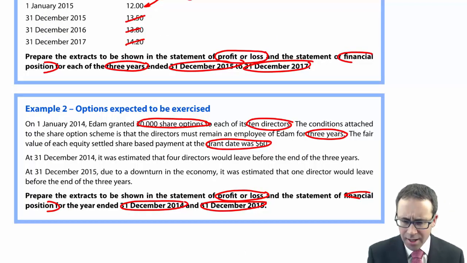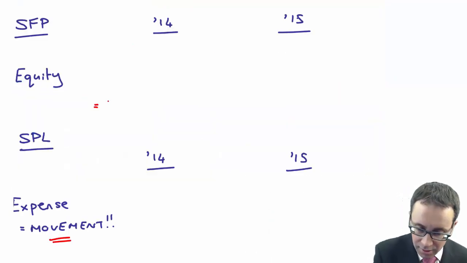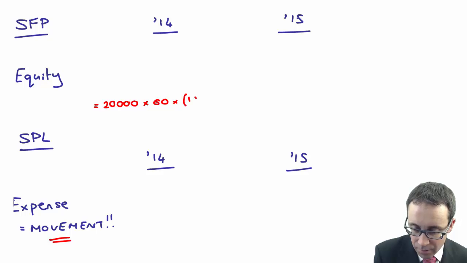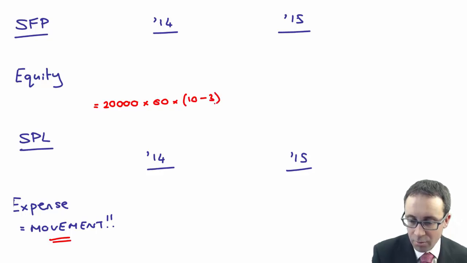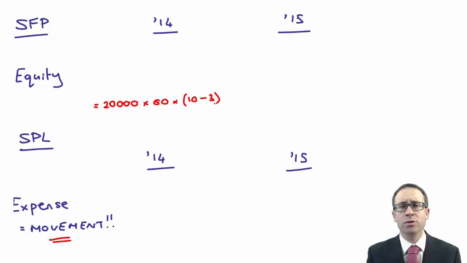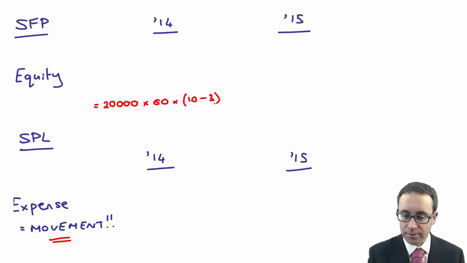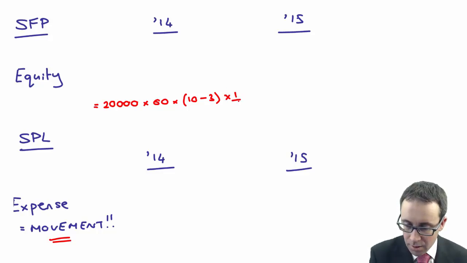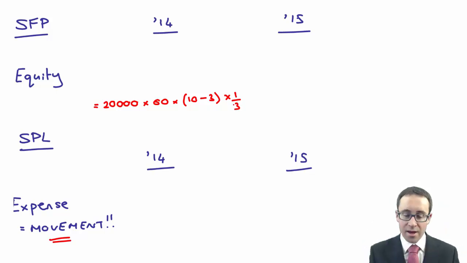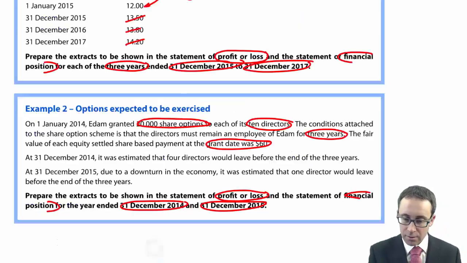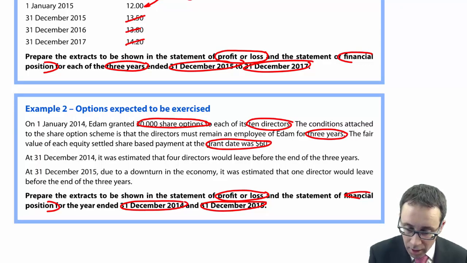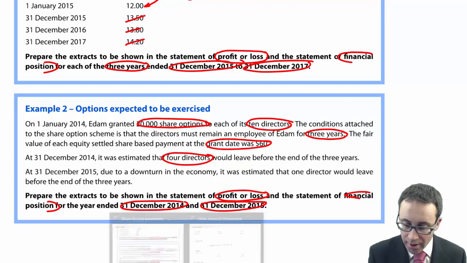We had 20,000 share options, $60, 3 years, and 3 are going to leave. So 20,000 options, $60 fair value. 10 were there at the start, we were expecting 3 to have left by the end of the 3 years. Again, we're at the end of the first of a 3-year vesting period. So yes, it was, oh careful, 4 directors.